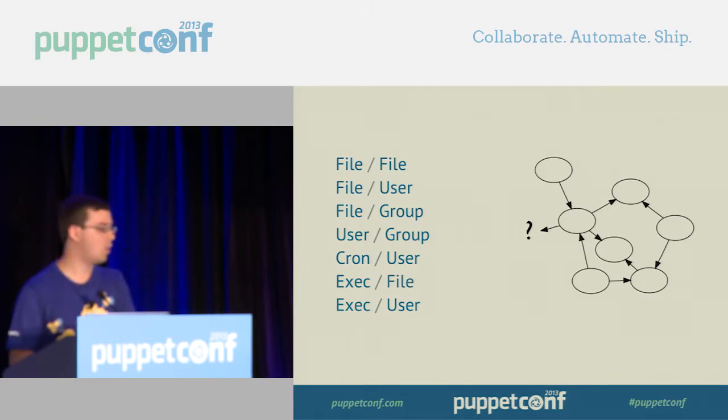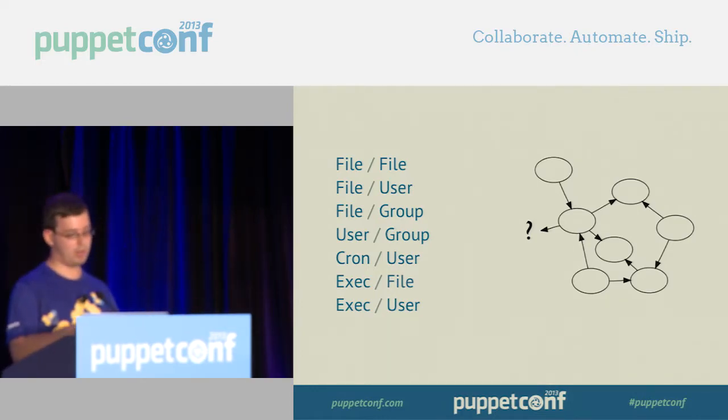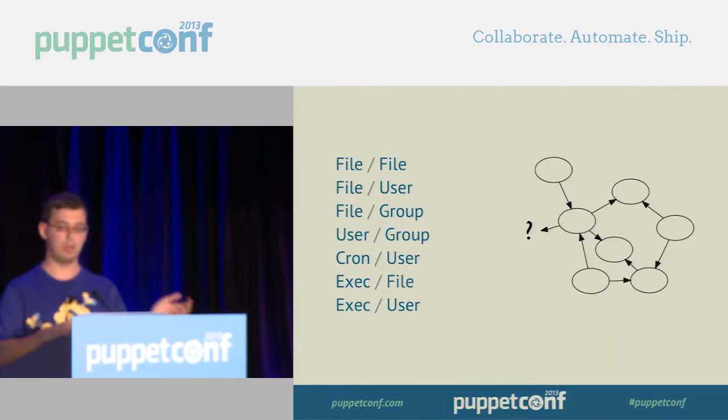Cron resources require the user that executes them, but I don't think they require the command that they're executing like exec resources do. And exec resources also require their current working directory they're running from, the user they're running as, but they don't get a relationship to another exec that creates the command they're running. They don't get a relationship to the package that installs the command they're running.